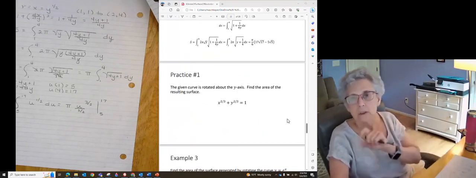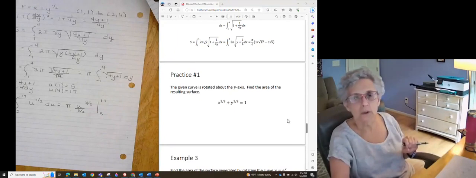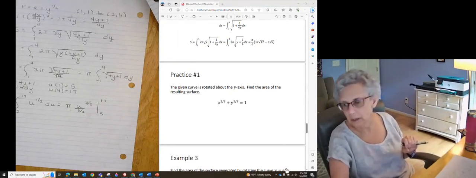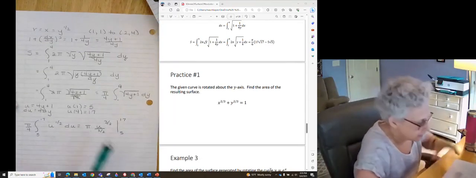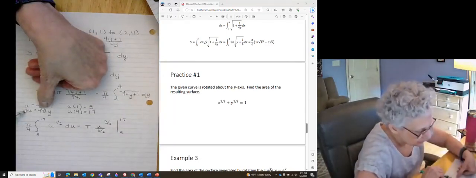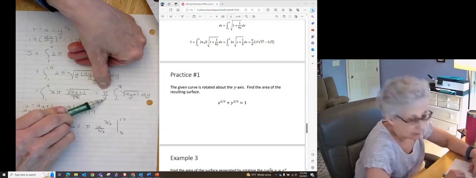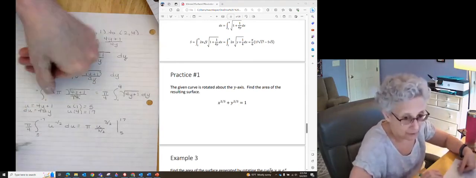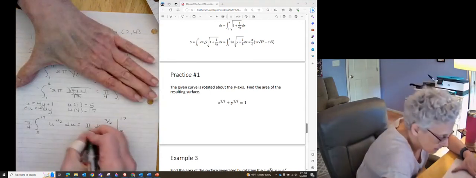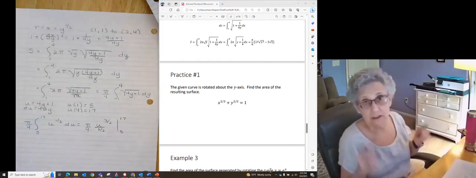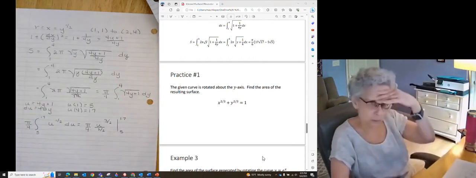Okay. Try practice number 1 on your own. We'll come back and compare answers. Before you get going, I did have to go back and find my error. Remember here, du was equal to 4 dy, so I needed an over 4 here in front. And that way we do end up with the exact same answer, just like we should.